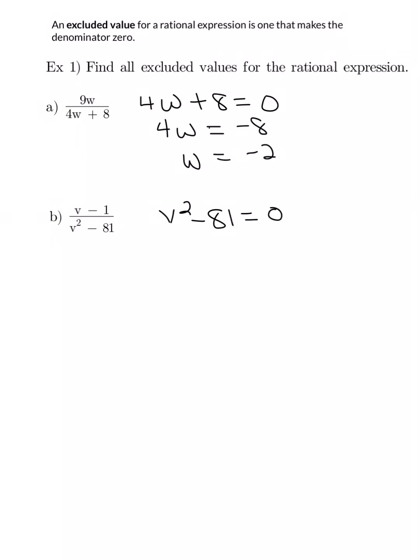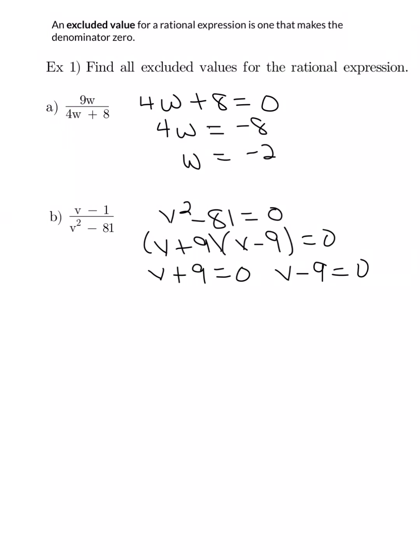Then we need to recognize that this is a difference of squares. So this factors into v plus 9 times v minus 9 equals 0. Set each of those factors equal to 0, and then solve each one. We get v equals negative 9 and v equals positive 9. So this time we have two excluded values.